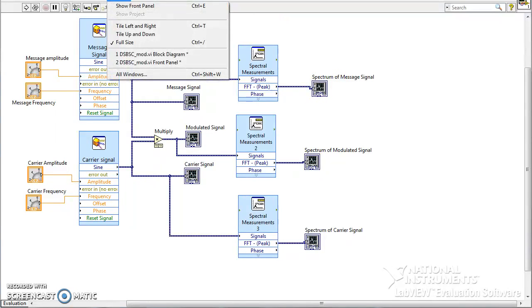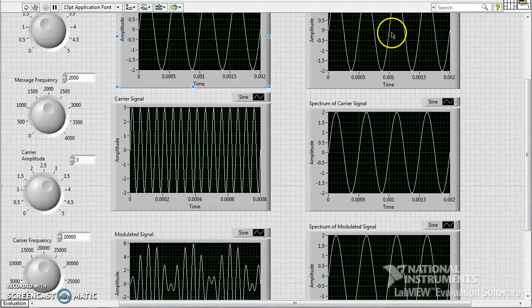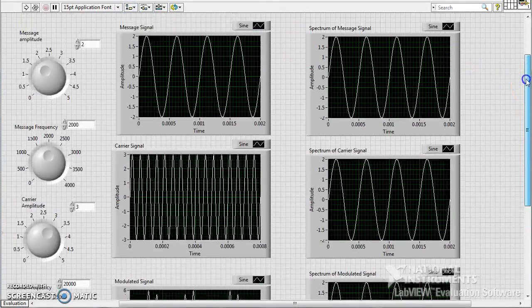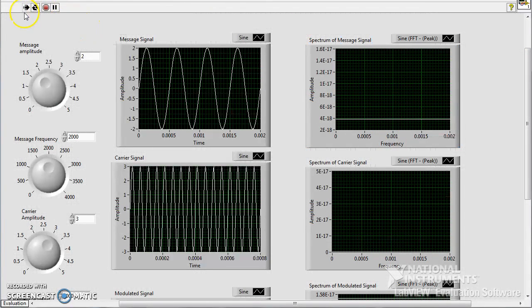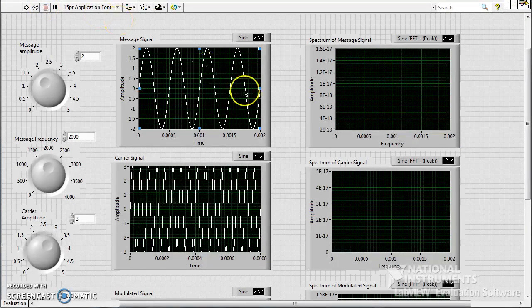Let me go to the front panel. I have taken the 3 graphs once again. Let me run this. Just before running it, let me change the axis over here, frequency versus amplitude.